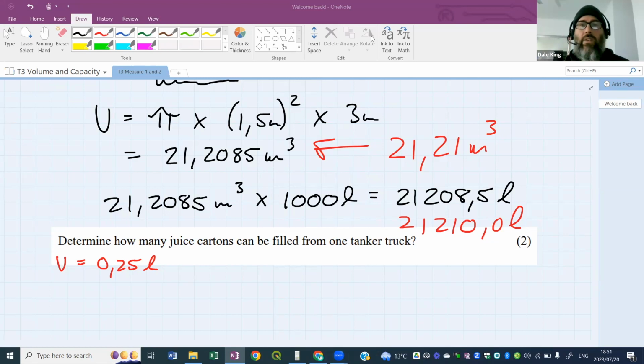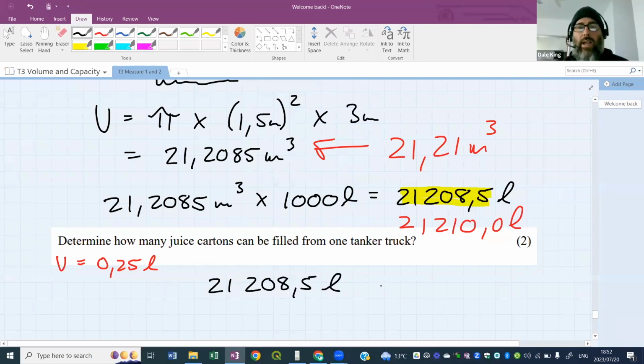All right, so how do we work it out? How many cartons can we get out of this tanker? We're going to use this figure, because we're not rounding off during the question. So we say the tanker holds 21,208.5 liters, and a carton is 0.25. How many cartons are there? Cut the tanker volume up into the carton volume. So divide the tanker volume by 0.25 liters, and see how many you have.